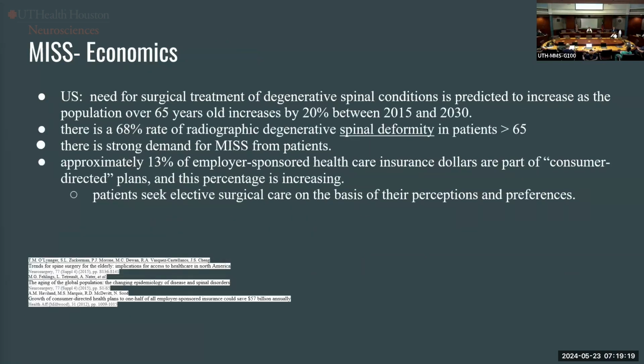So there are some economic drivers as well. That big number of 1.2 million procedures is actually on the rise. Part of that is because if you look at older patients' spines with imaging, it turns out that two-thirds of people over 65 have some evidence of degenerative spinal deformity. So more and more people are going to be diagnosed with this. They have their back pain and their leg pain, and so these procedures are going up.